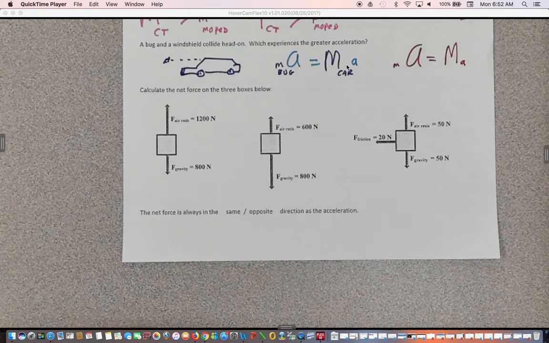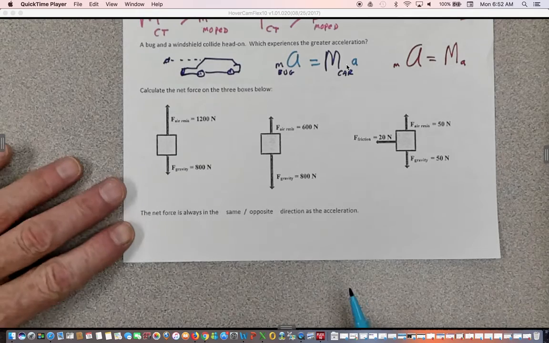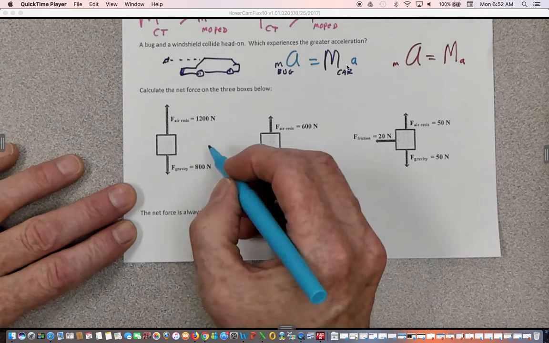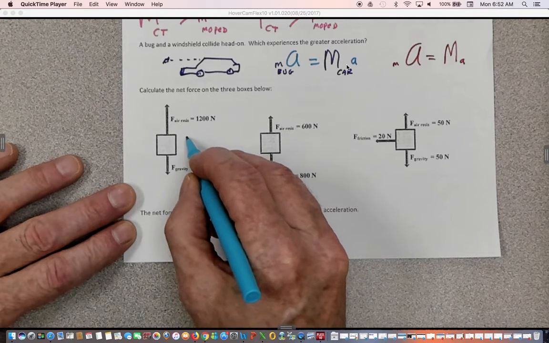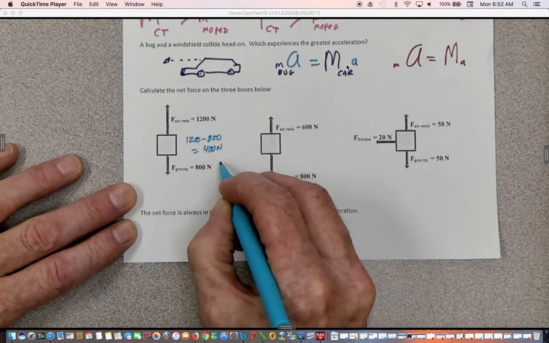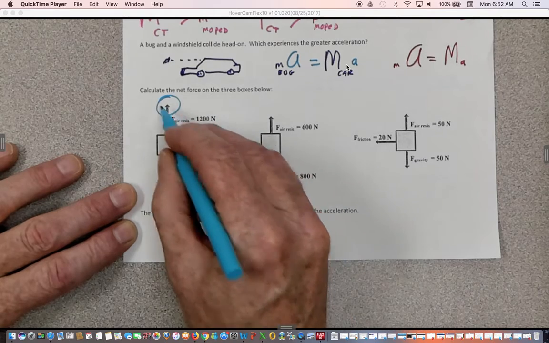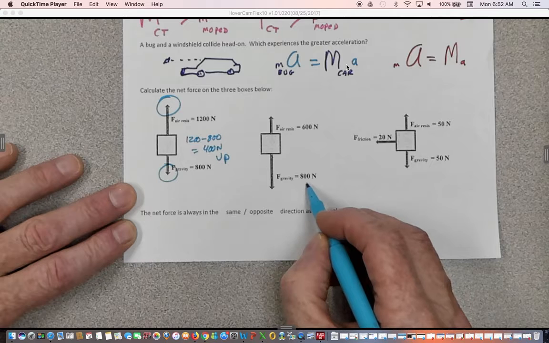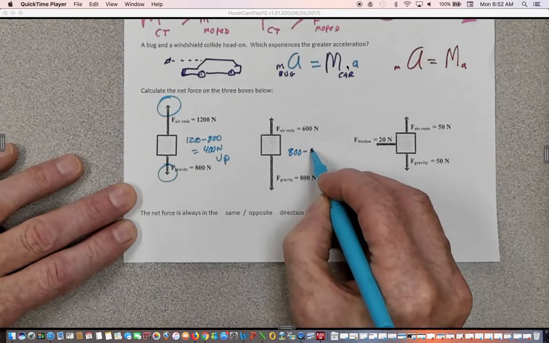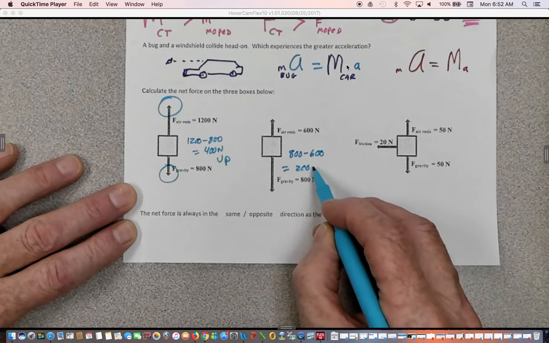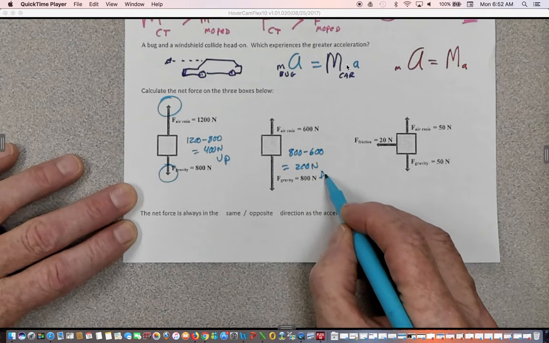These next problems are pretty straightforward. Calculate the net force. What do you do with the arrows that go the opposite way? You subtract them. So the net force should be 1200 minus 800, which will be 400 newtons up, because the up arrow is bigger than the down arrow. Here, you have 800 minus 600. So that should be 200 newtons down.